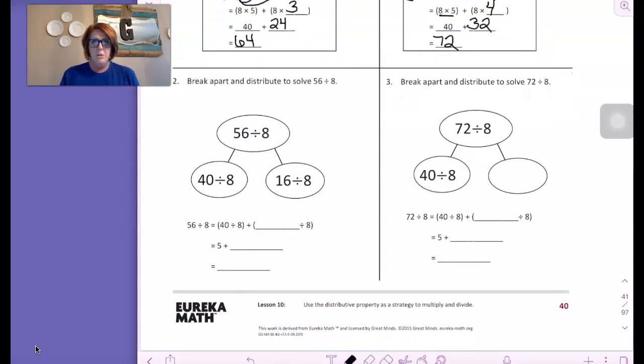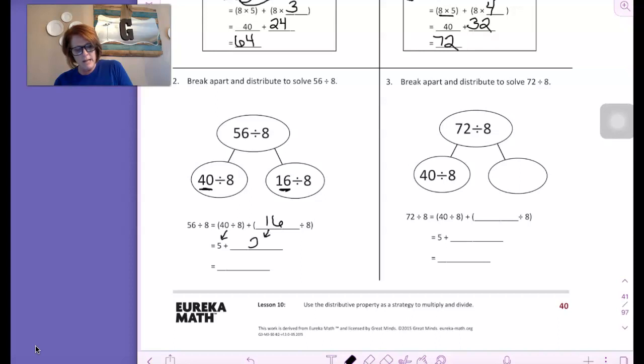Let's go down to number 2. And you remember Mrs. Goshard said she has trouble seeing these problems. This to me is harder to do than the top part, but maybe this is easier for you. So if we break apart and distribute 56 divided by 8, we can pull out that nice even 40 fact, okay? So 40 divided by 8. When we take 40 from 56, we're left with 16. So we're going to show 16 divided by 8 down here. So 40 divided by 8 is 5.